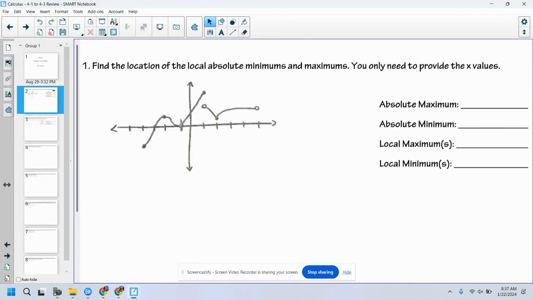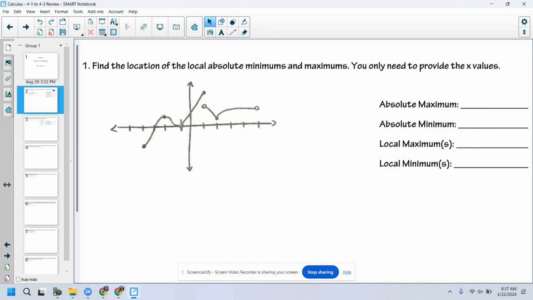Okay. I'm just going to go question by question. If you have anything, if you're like, whoa, I didn't understand that, go back to that, do that again, please stop me, or if I go too fast or something. All right, find the location of the local absolute maximums and minimums. You only need to provide the X values for these.